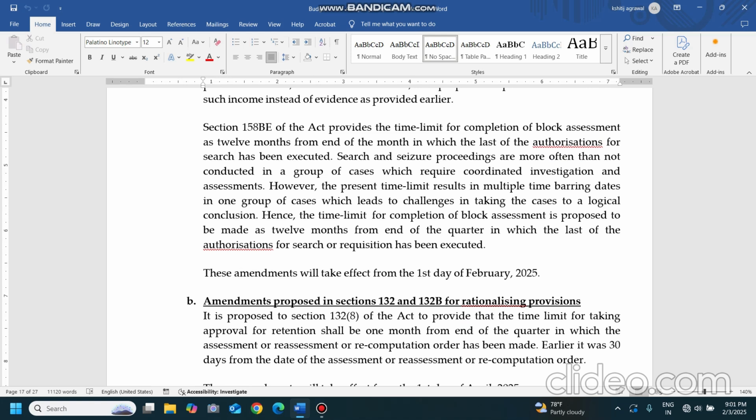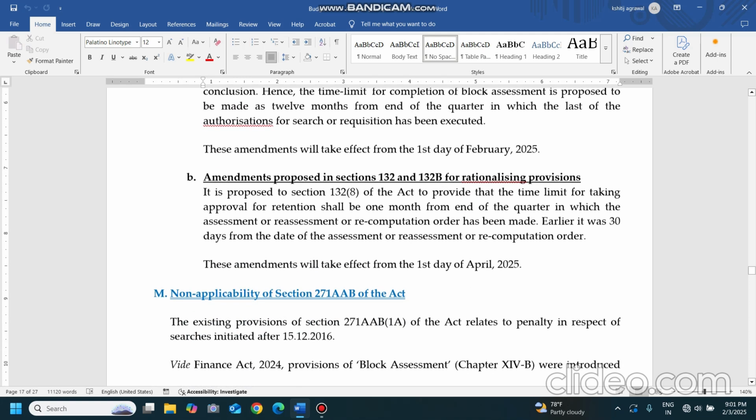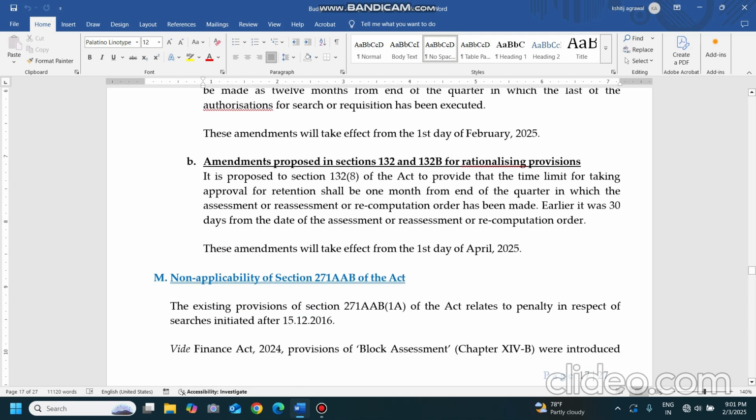Suppose the last of the authorizations got over in the month of October 2024, so it was taken as till October 2025, 12 months from the end of 31st October 2024. Block assessment should be completed by then. That was the time limit for block assessment. Now it will be 31st December 2025 because the quarter for October will end on 31st December. This amendment will take effect from 1st Feb 2025.